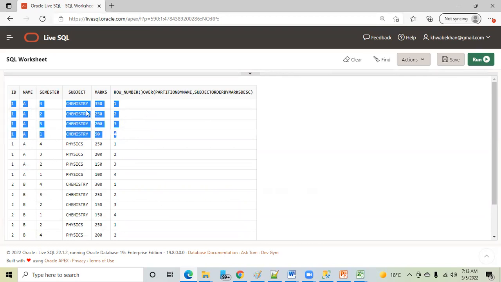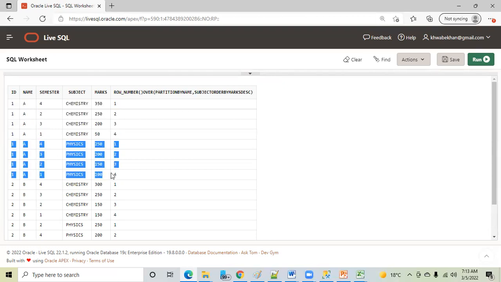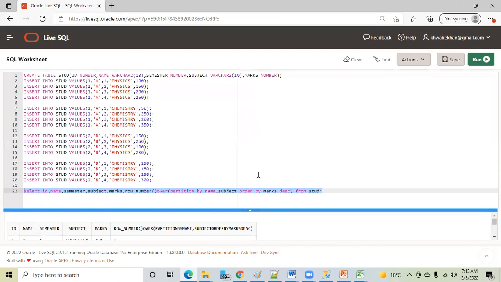So A and chemistry is one bucket, right? You can see this? A and chemistry is one bucket. So they will start the serial number 1, 2, 3, 4. And then A and physics is another bucket. So for A and physics, they have different serial numbers, right? 1, 2, 3, 4. So the bucket or the segregation, you can control that with the help of this partition by. You can play with this. Hope this is clear.